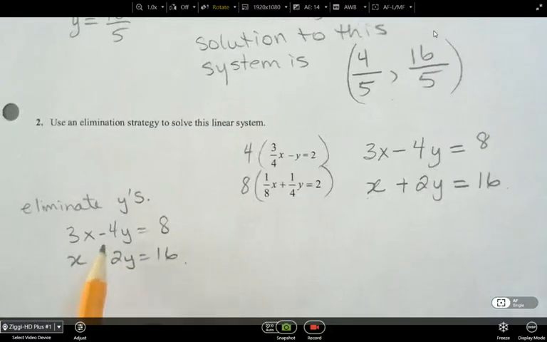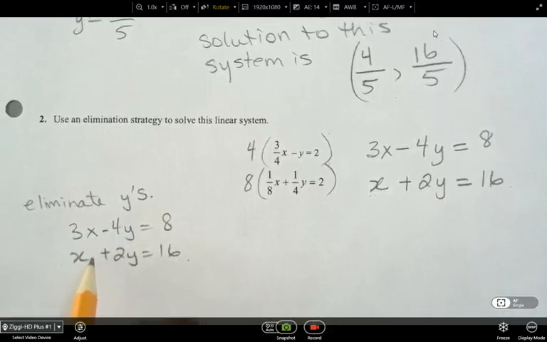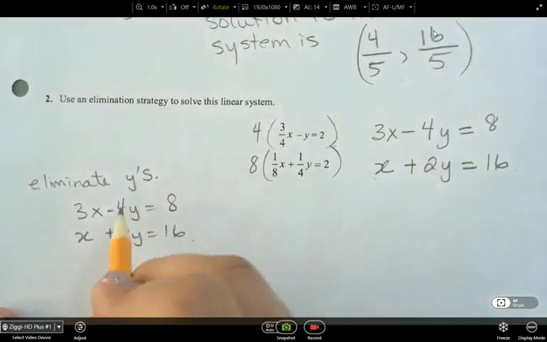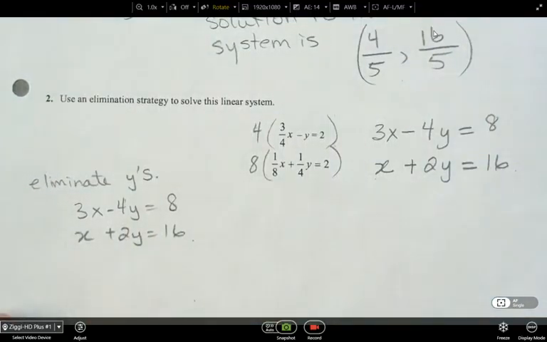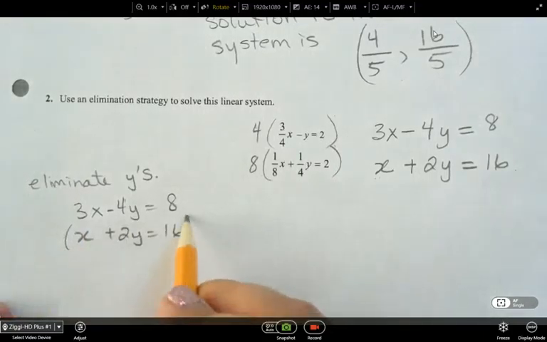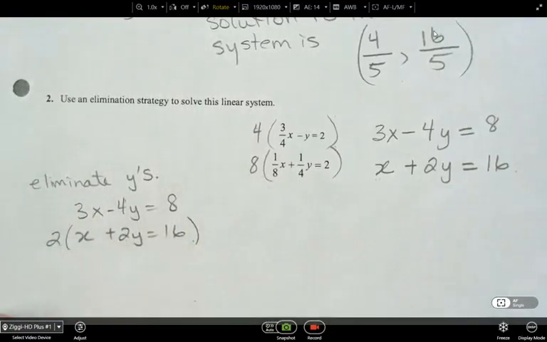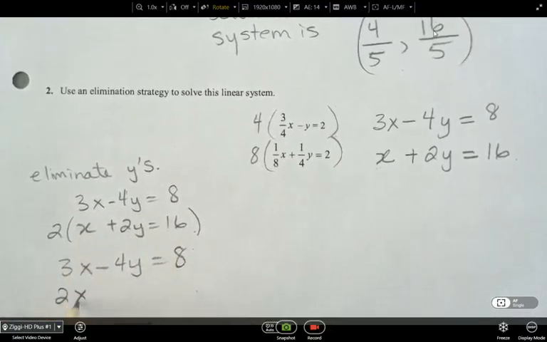Okay, so if we want to eliminate the y's, what do I need to do? I need to have the same coefficient in front of the y's. Do I? No. So what can I do to make them have the same coefficient? Multiply the second one by 2. And then I end up getting, so I'll just rewrite my first equation, and then I get 2x plus 4y equals 32.